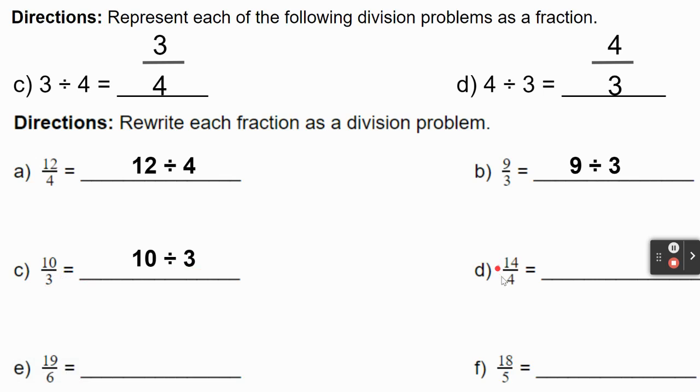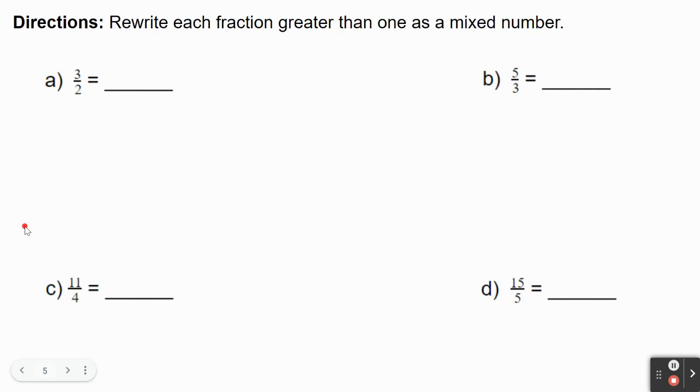Now we have 14 fourths, which can be rewritten as 14 divided by 4. For E, we have 19 sixths, which can be rewritten as 19 divided by 6. And finally, for F, we have 18 fifths, which can be rewritten as 18 divided by 5. So now let's rewrite each fraction greater than 1 as a mixed number.